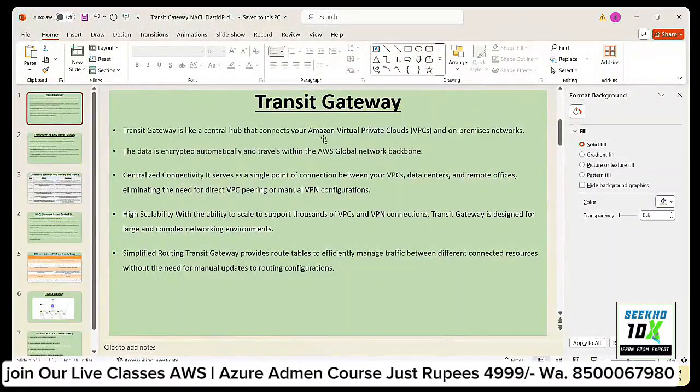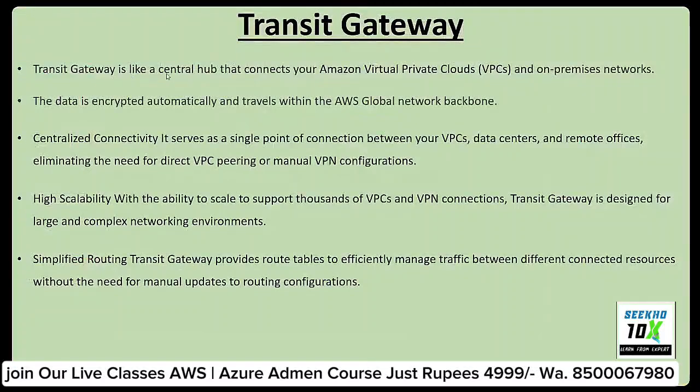So transit gateway is like a central hub that connects Amazon virtual private networks and on-prem networks, meaning VPC and on-prem you can connect. Data is encrypted automatically and travels within the AWS global network backbone, and it's a centralized connectivity. It serves as a single point of connection between your VPCs, data centers and remote offices, eliminating the need for direct VPC peering or manual VPC configuration.